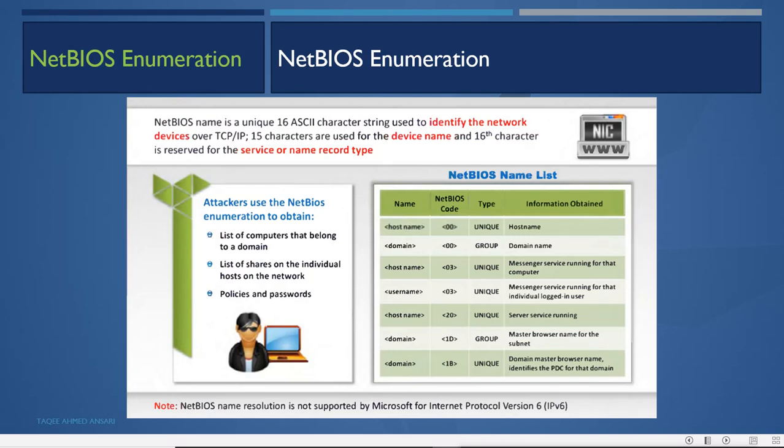Now these NetBIOS names are 16 characters. Maximum it can be up to a 16 ASCII character name. Within the 16, 15 characters are used for the device name, and the 16th one is reserved for the service or name record type. What type of name record it is.